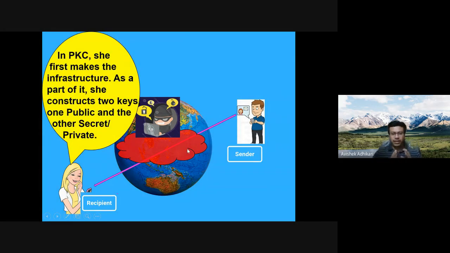In a public key crypto system we have a similar idea, with the sender and the receiver. It should be the initiative of the receiver to have the infrastructure first. That means if the boy wants to send some message to this girl in a public key crypto system, then the girl should take the initiative first. How? The girl should make an infrastructure. That means she should have two different keys. One key she will keep with her, which is known as the private key. Another key she will make public.